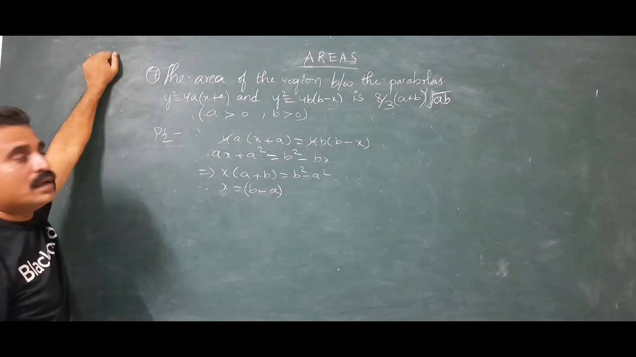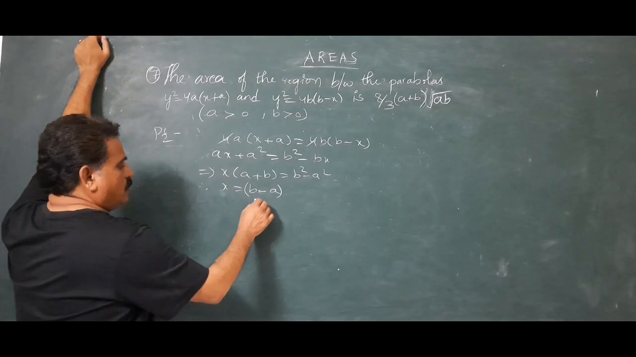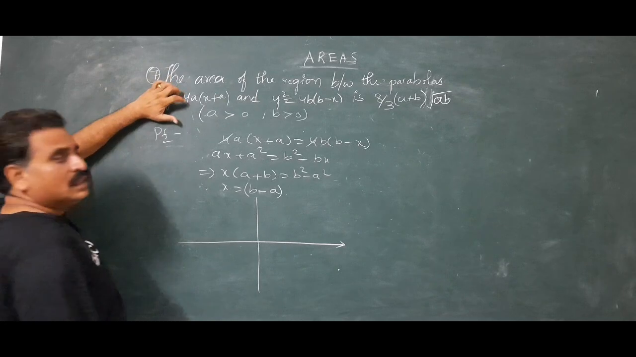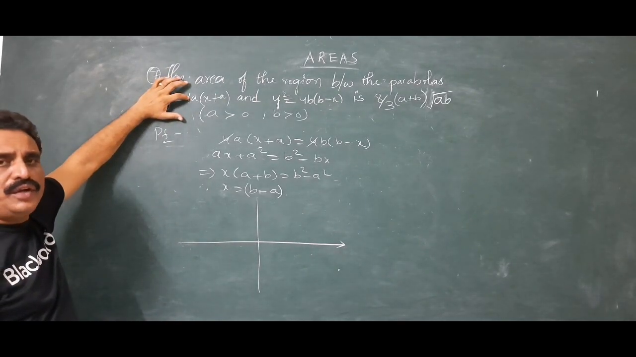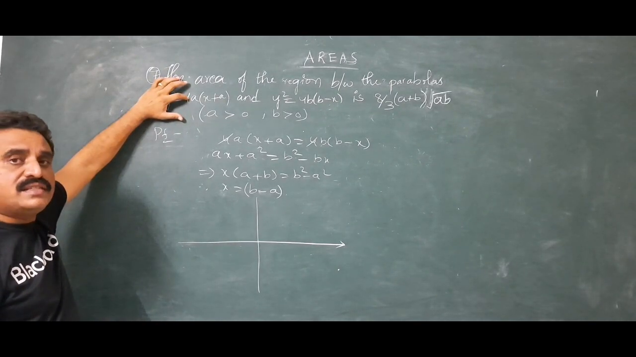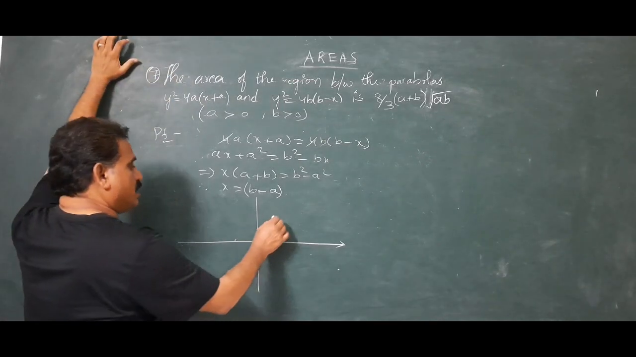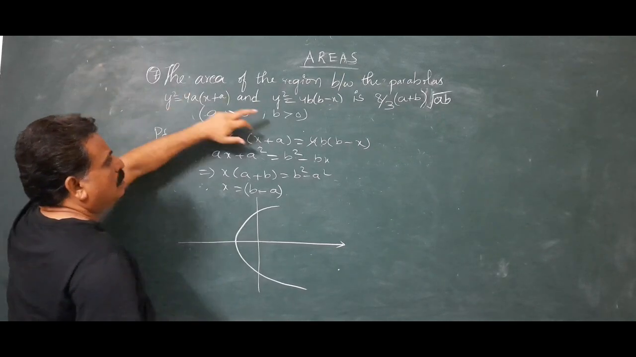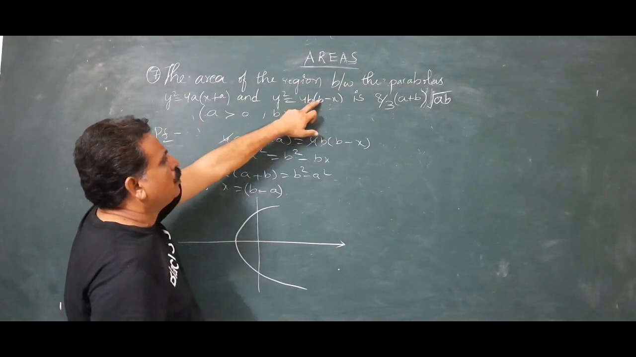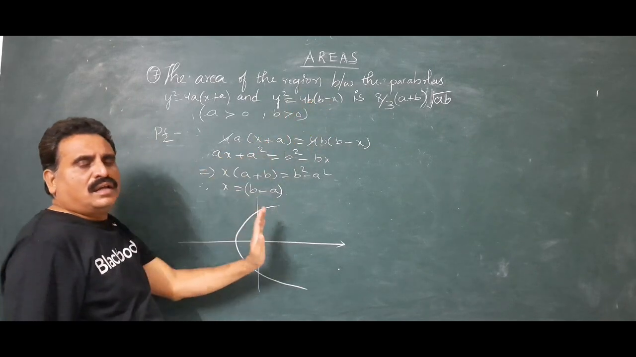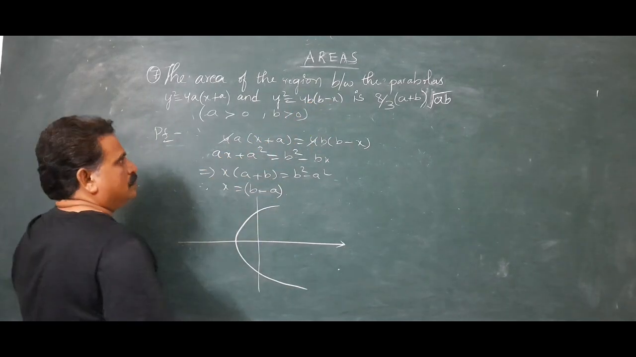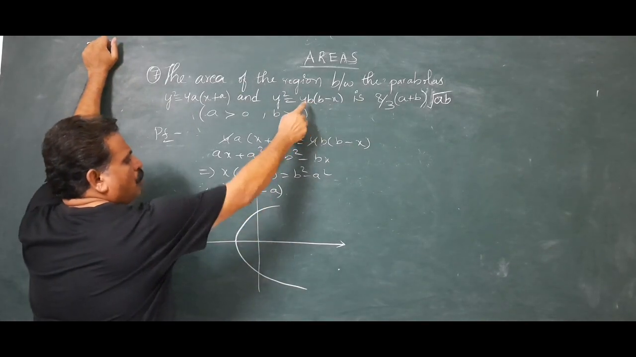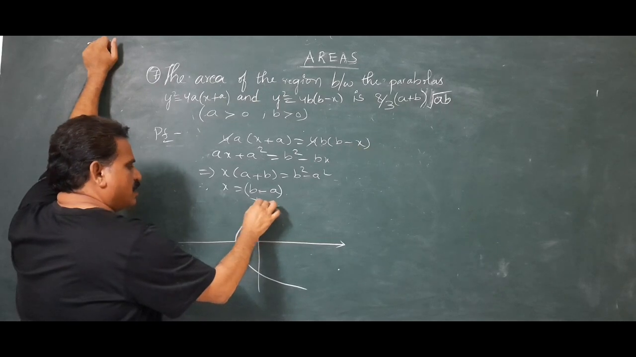Now we draw the curves. Look here. Y square equal to 4a into x plus a. The vertex is minus a comma 0. The curve is like this. Next, y square equal to 4b into b minus x. That is a left-opening parabola. This vertex is b comma 0. So this curve is like this.